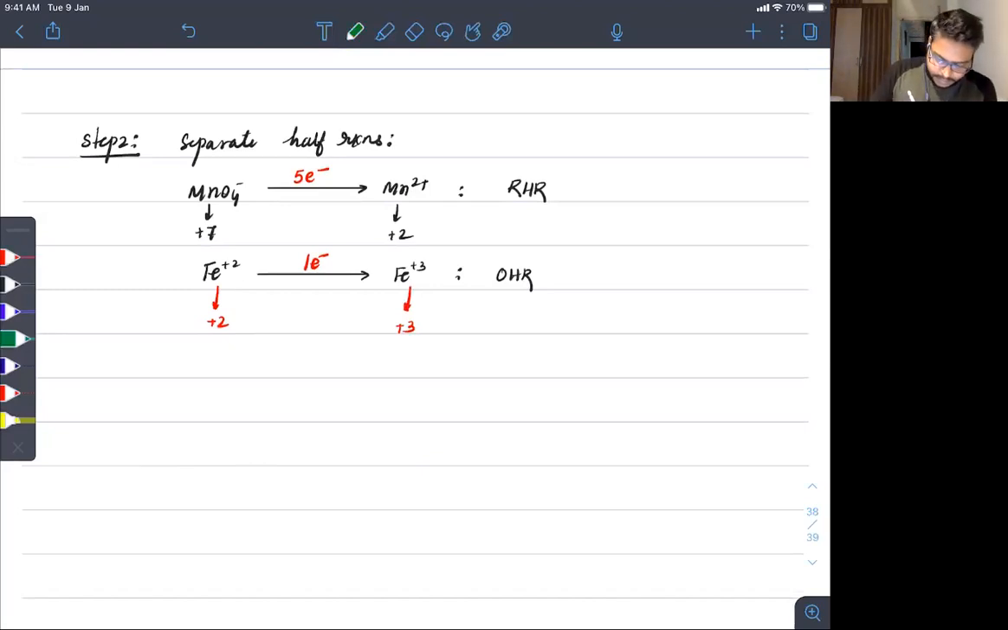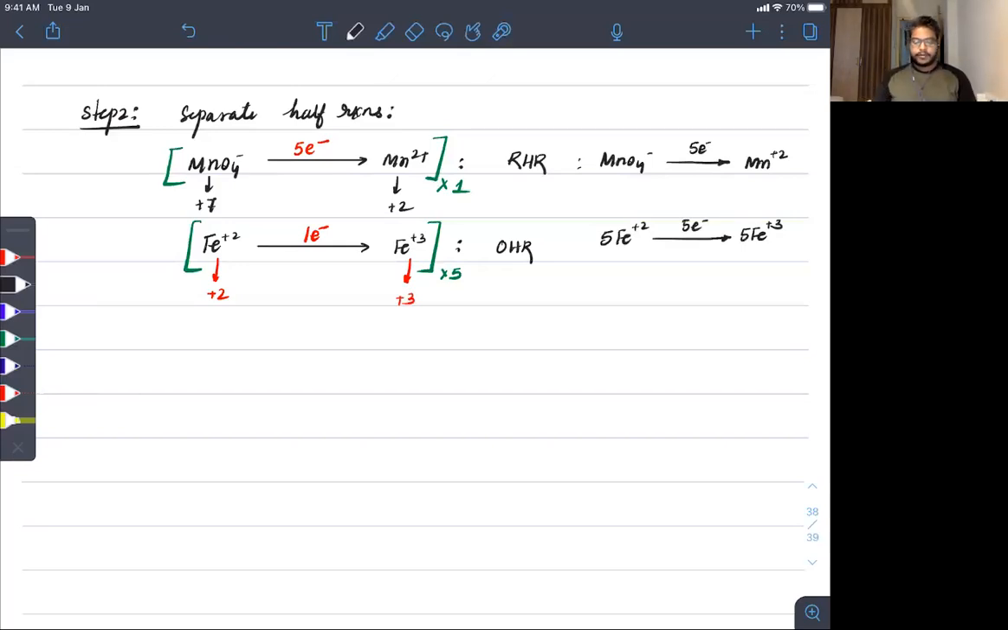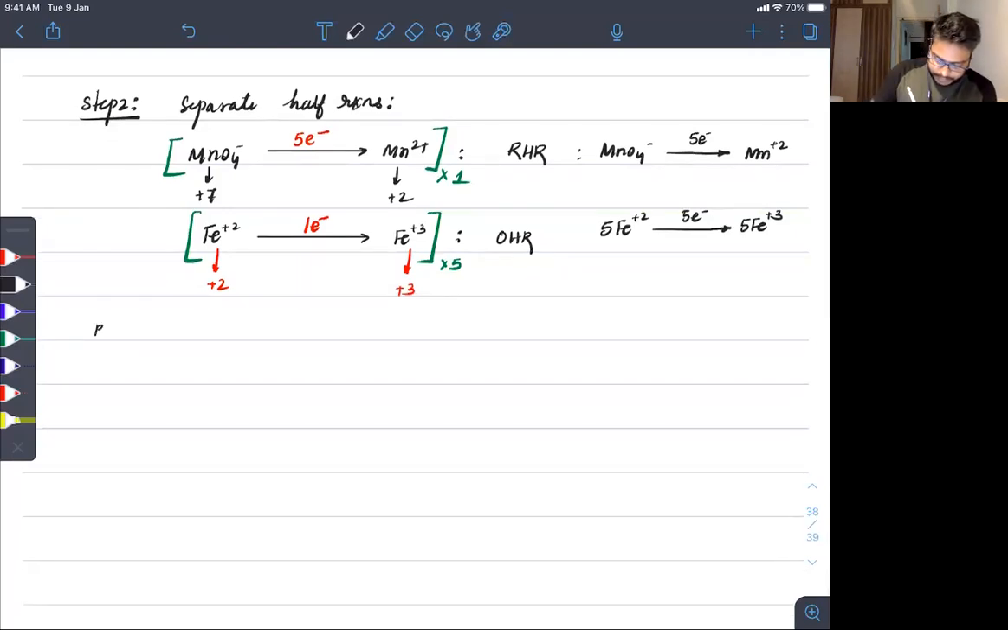Hence, to keep the number of electrons the same, I will multiply this entire equation by 1 and this entire equation by 5. On doing that, what do I get? This equation does not change. It will still be MnO4- giving Mn2+ plus 5 electrons. While this will become 5 Fe2+ changing to 5 Fe3+, giving out 5 electrons, because now you have multiplied by 5 on the entire equation. And now you will add both of them, RHR plus OHR.